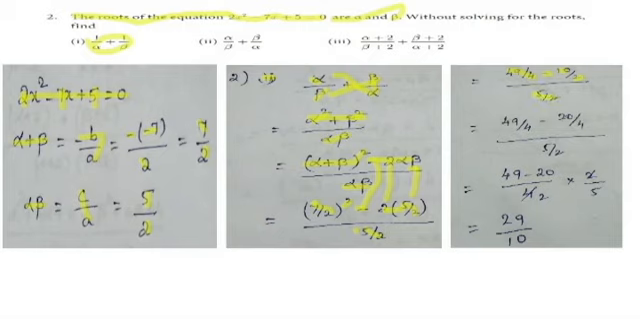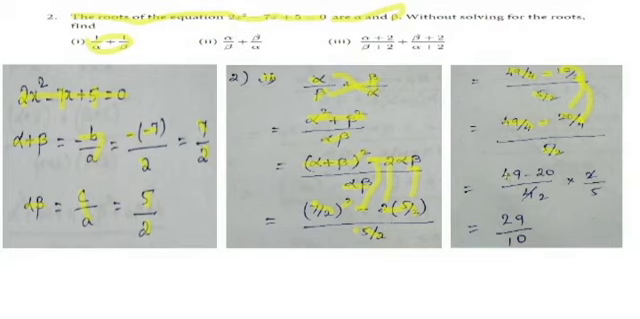We should make the denominator same. So 49 by 4 minus, so 10 by 2 becomes 20 by 4. So we are making the denominator 2 as 4. So you have to multiply both numerator and denominator by 2. So it becomes 2 10s are 20, divided by 5 by 2.